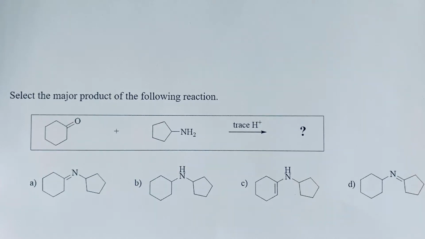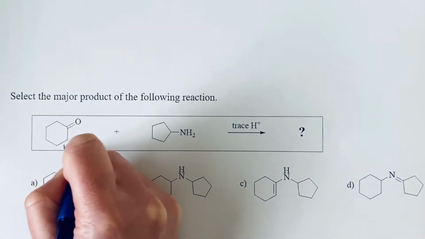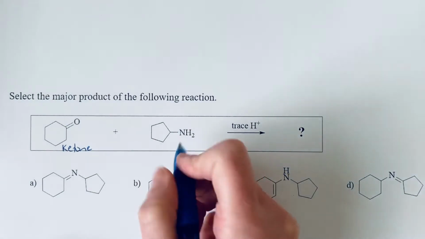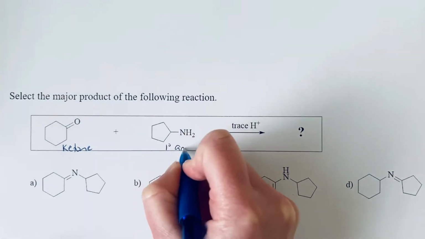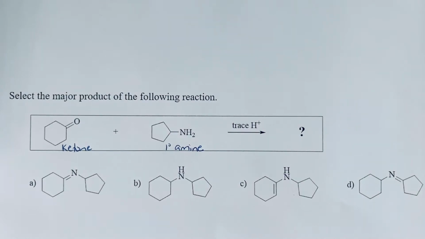Select the major product of the following reaction. So we can see that we are starting with a ketone. And what we are reacting this with is a primary amine. And this trace amount of acid probably looks a little bit strange to you.